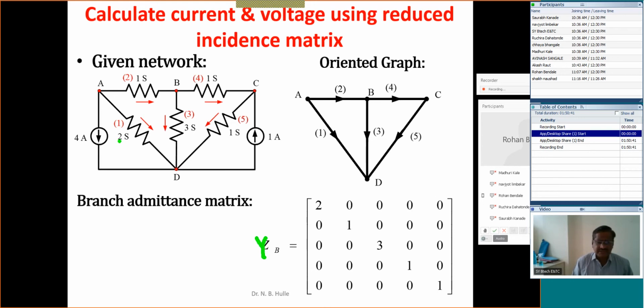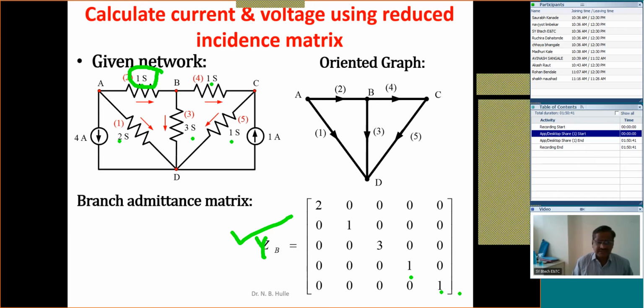For the branch number 1, it is 2 Siemens. For the branch number 2, it is 1 Siemens. For the branch number 3, it is 3 Siemens. For the branch number 4, it is 1 Siemens. And for the branch number 5, again it is 1 Siemens. We can prepare this matrix very easily, which is nothing but the branch admittance matrix. Is it right? If these values are given as impedances, that is in ohms, in that case we have to convert these values into admittances, and we have to enter those values here. Is it right? That is the philosophy in these calculations.